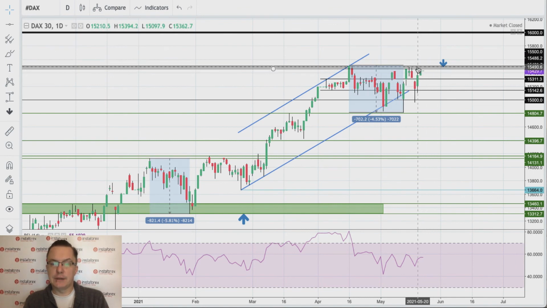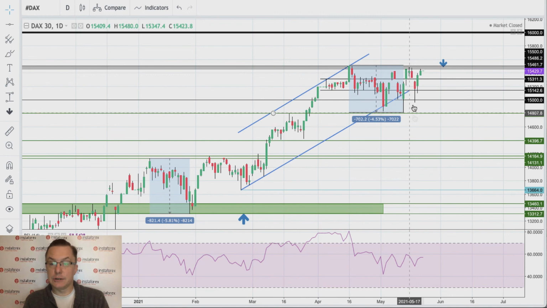After 15,500 is violated, please notice we can easily make 700 points up, 700 points down. This kind of market volatility is nothing new for the DAX. So after 15,500, there's only 500 points to 16,000. If the data beats the expectations, if it is way better than expected, then of course this might be the next target for the German index.